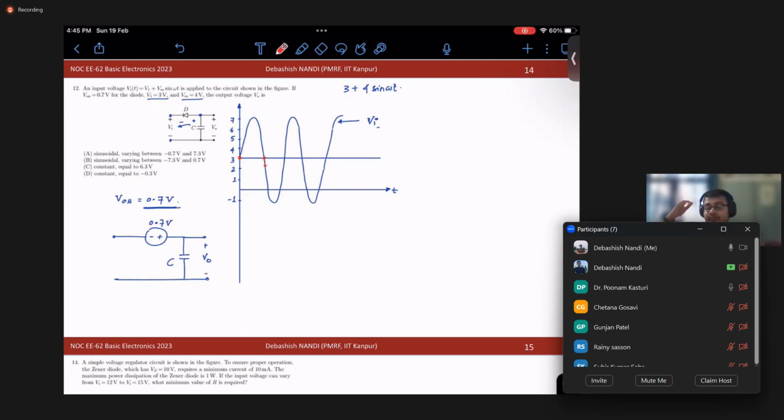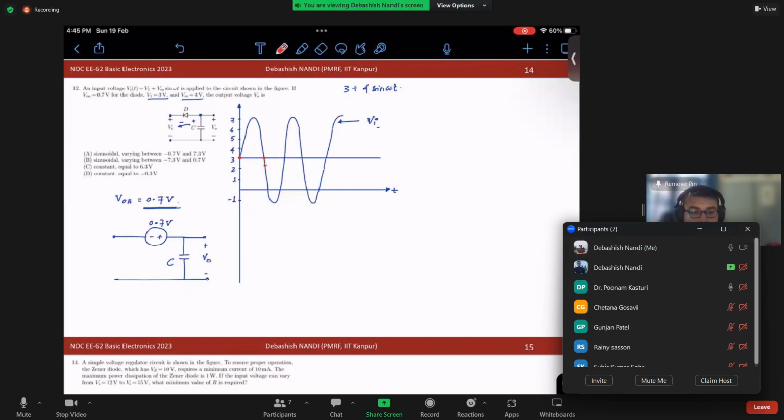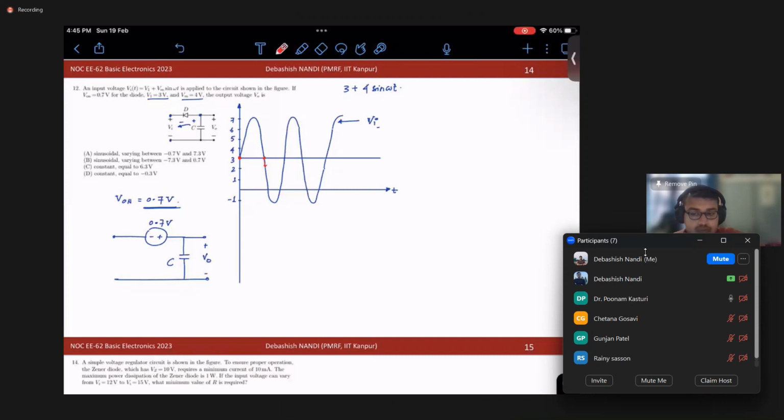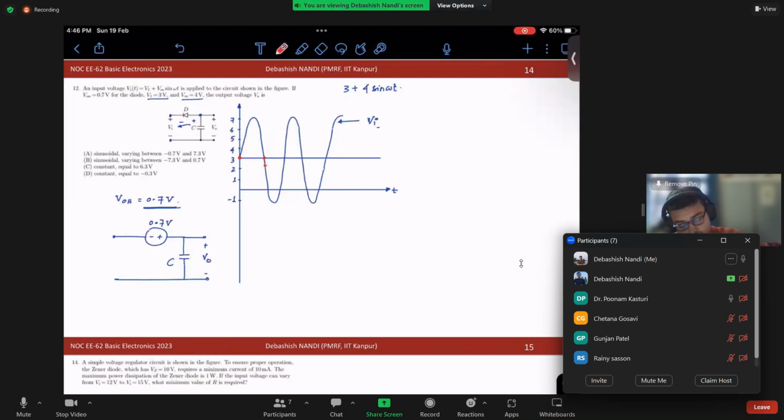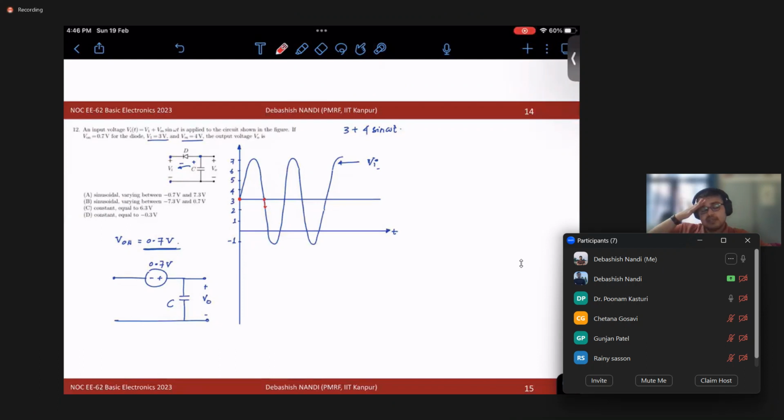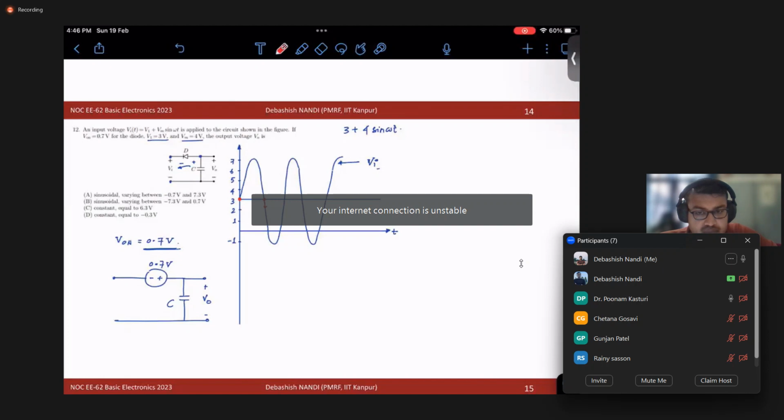Still, I think when it will go into this minus... When it will go to? Hello? Am I audible? Yes, you are audible. Some internet glitch is there.